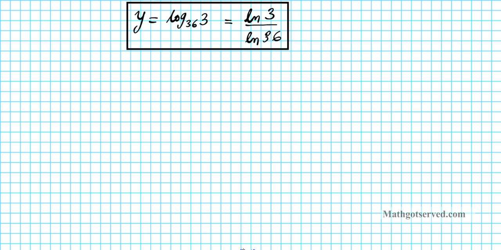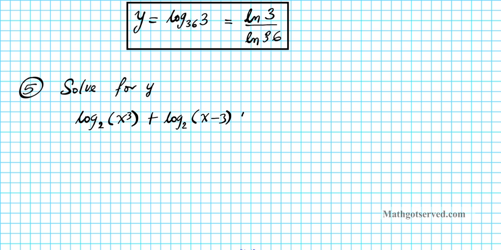All right, let's take a look at the last problem, question number 5. So the task here is to solve for y in the equation log base 2 of x to the third plus log base 2 of x minus 3 plus 3 equals log base 2 of 2 minus y plus x to the third plus log base 2 of 5.